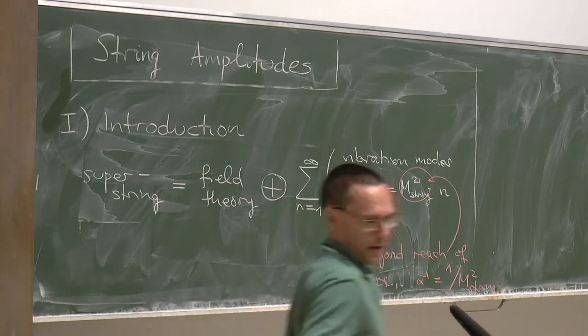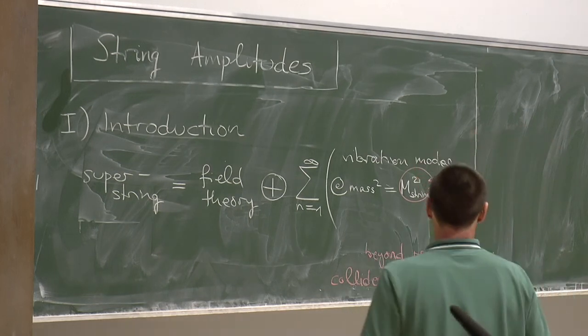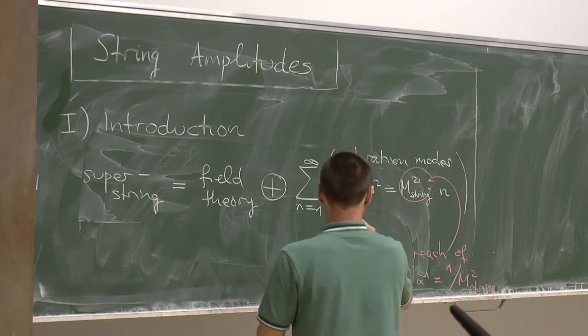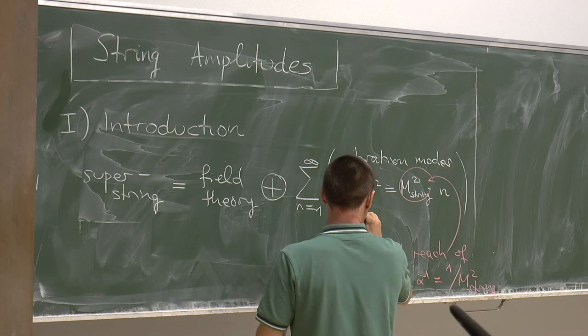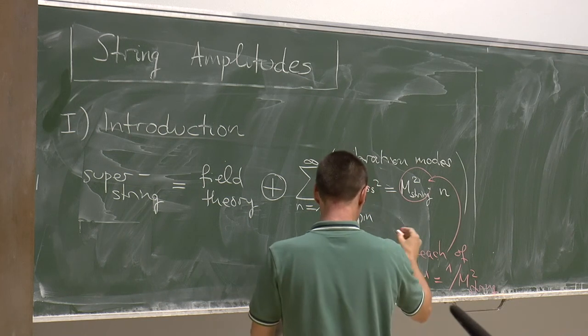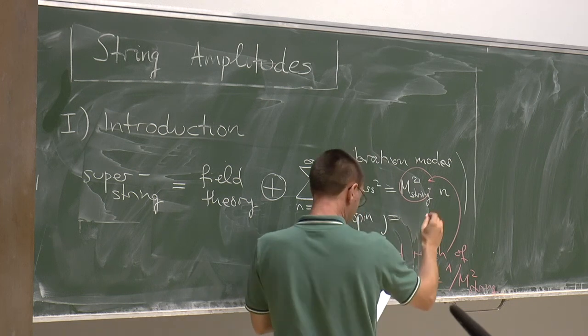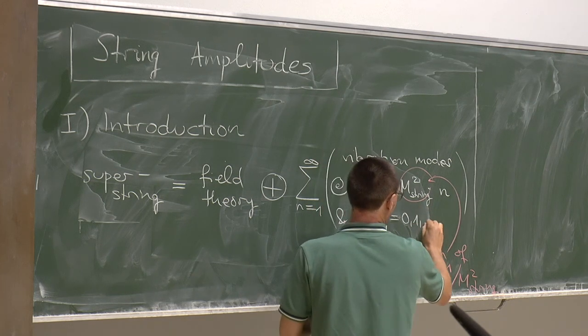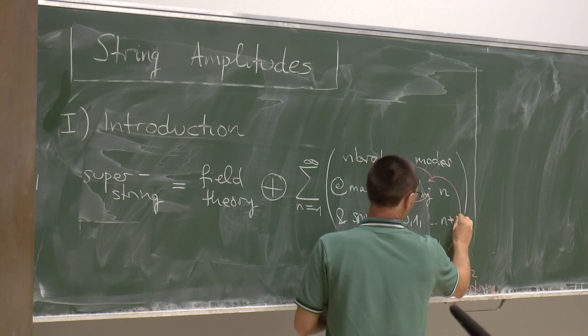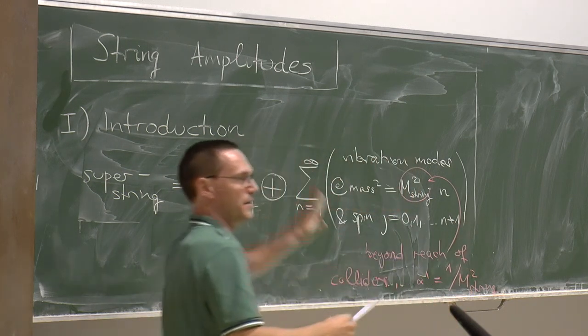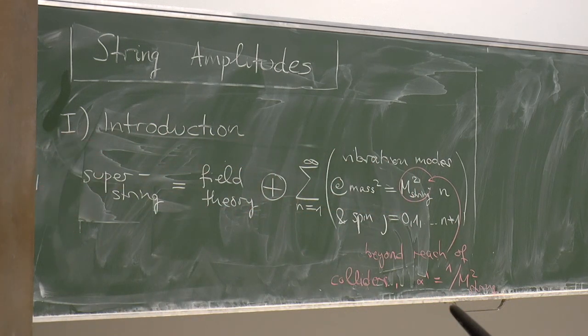I told you about the masses occurring in a string spectrum. Also, there are higher spin states. This you have just seen on Gleb's slides. Here, in case of the superstring, once you fix the mass level, little n, then the spins go all the way to n plus 1 at level n. This is something that you will shortly read off from an amplitude.